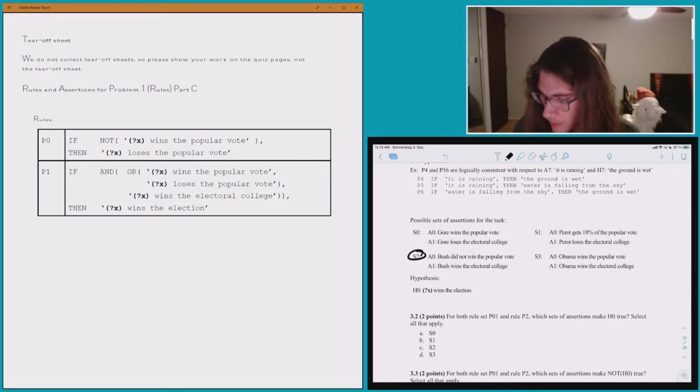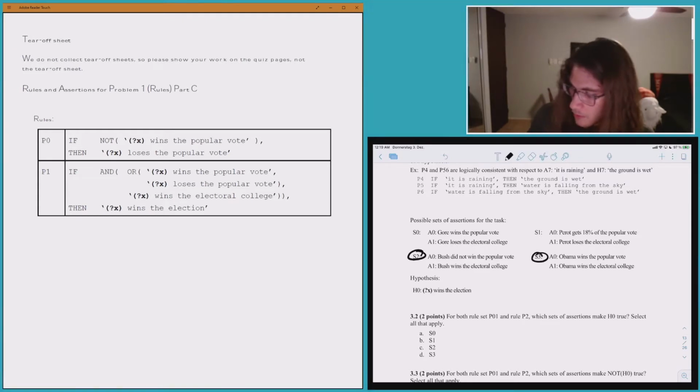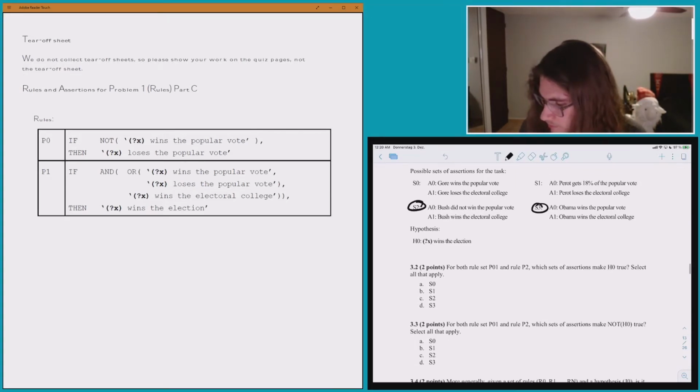And in that case, it would be S2 and S3, because A1 would match with Bush wins the electoral college, and then Bush wins the election according to P2, and Obama wins the electoral college, again in P2, Obama wins the election. And you can try for yourself with S2 and S3 how P01, P0 and P1, would react to this. So my answer is going to be S2 and S3.